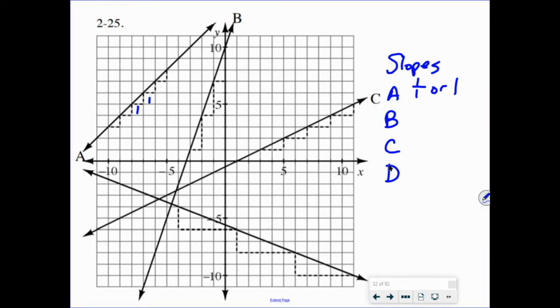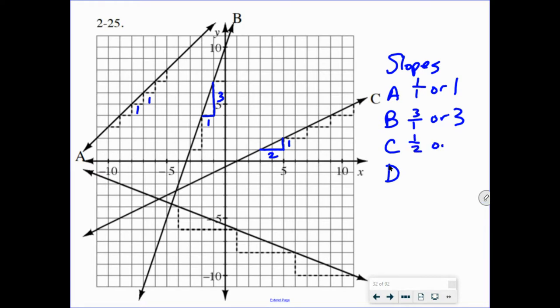How about my slope for B? Well, every time I go over 1, I'm going up 3. So my slope should be 3 over 1, or just 3. For line C, I'm going over 2 and up 1. Now be careful with this one. Is it 1 over 2 or is it 2 over 1? Well, hopefully you remember it's change in y over change in x, so it should be 1 over 2.